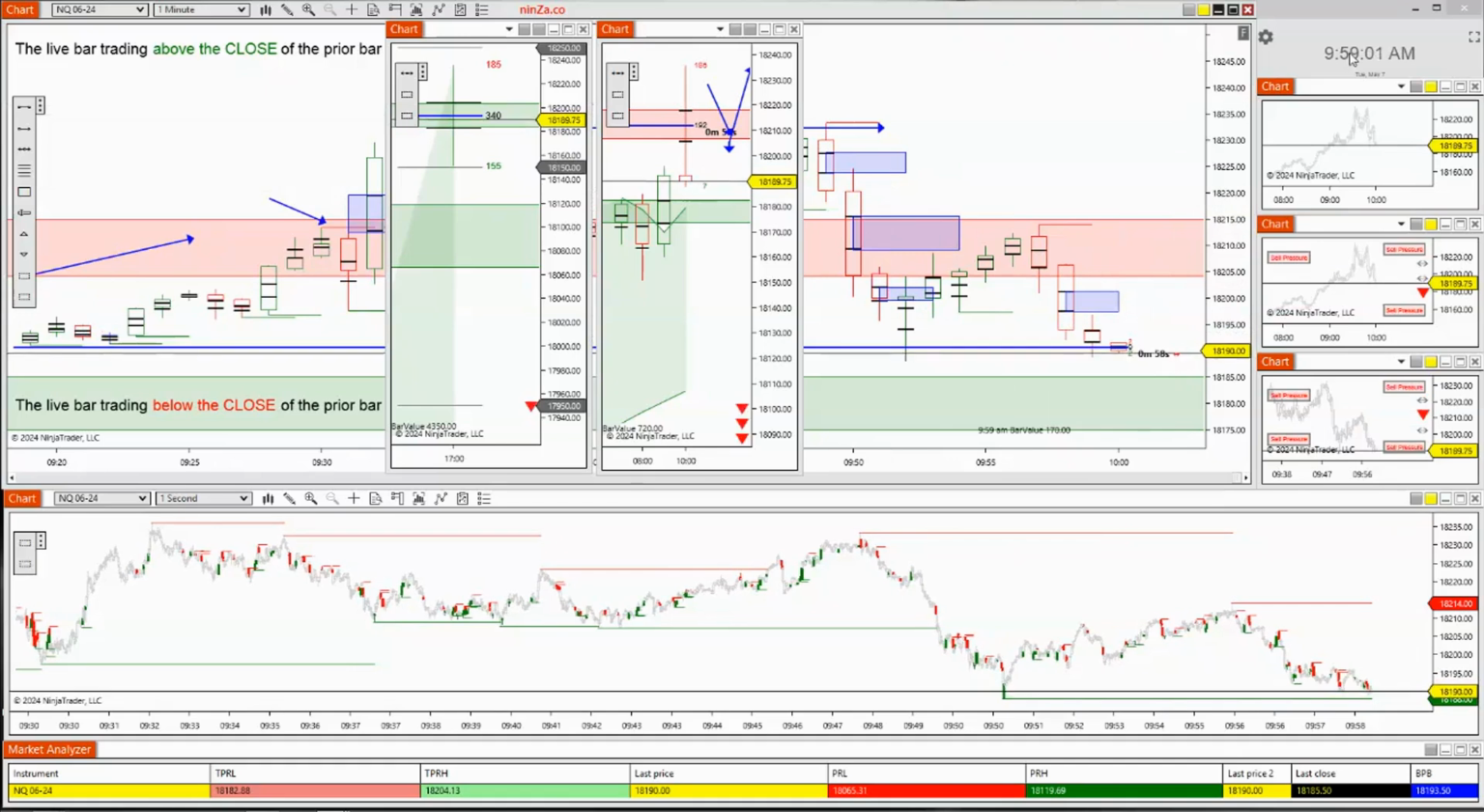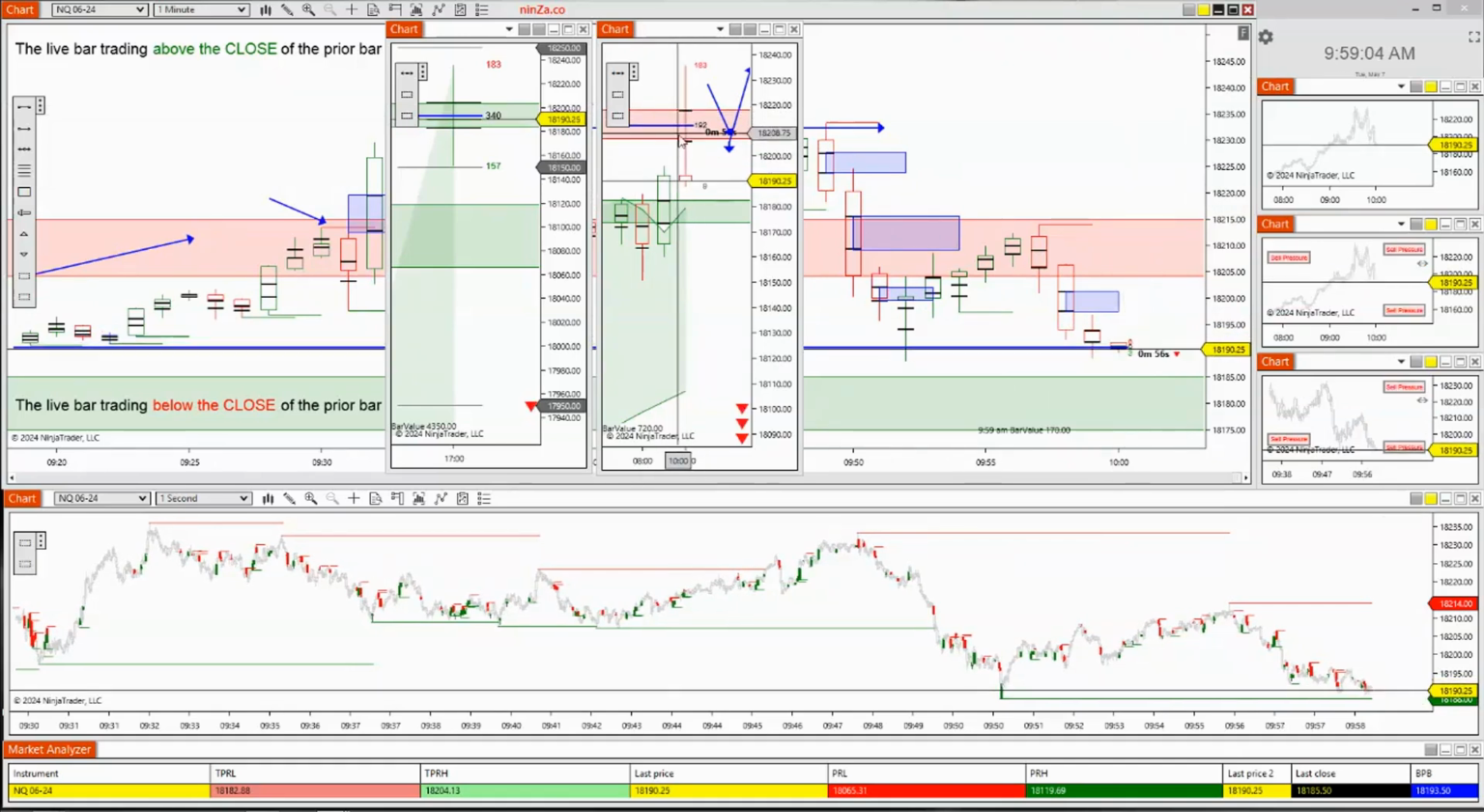Okay, Jimmy, here we go. We're 1 minute away from 10 o'clock. Look at what this bar did, all from that range.